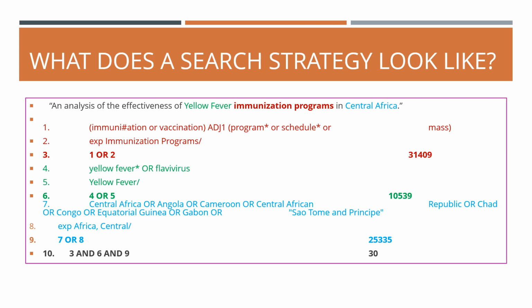You need to develop a search strategy for your literature review. This can be done in collaboration with the library department at your university, or from searching previously existing strategies or coming up with one afresh. Here is an example on the analysis of the effectiveness of yellow fever immunization programs in Central Africa, breaking it down as such.